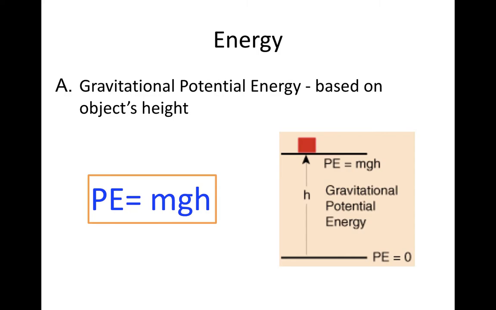All right? So gravitational potential energy is the equation mgh. It's based off of an object's height. So when we are calculating gravitational potential energy, we're going to use m, which stands for mass, g, which stands for the gravitational acceleration, which is the same for everything on Earth. So we'll see that here in a second for an example. And then h is the object's height above a certain position.